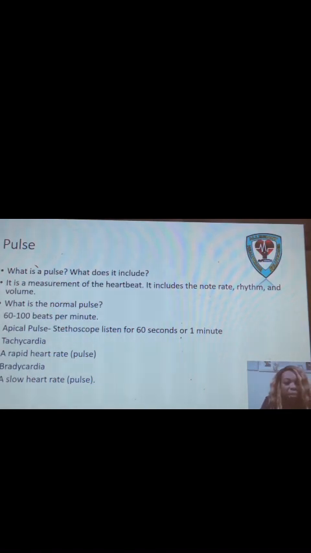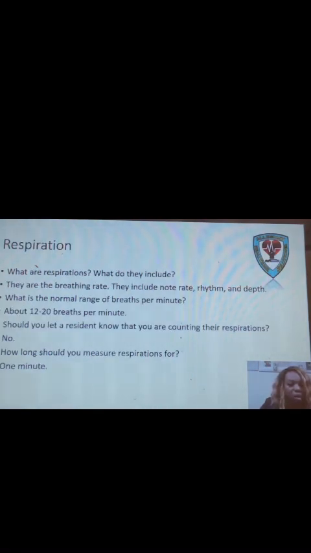While we're talking about pulse, let's talk about the apical pulse. Remember, with the apical pulse, the instrument that you will need is a stethoscope, and you must listen to the heart for at least 1 minute. When we have a rapid heart rate or a rapid pulse, this is called tachycardia. A slow heart rate or a slow pulse is called bradycardia.